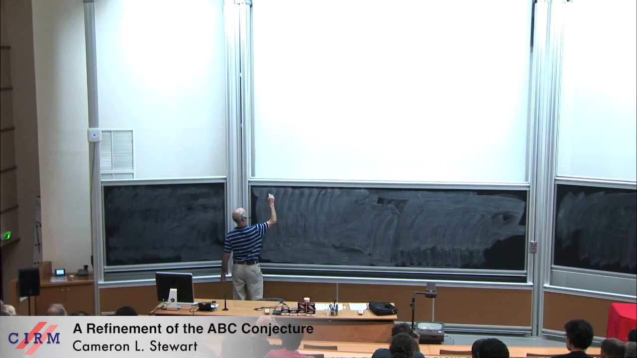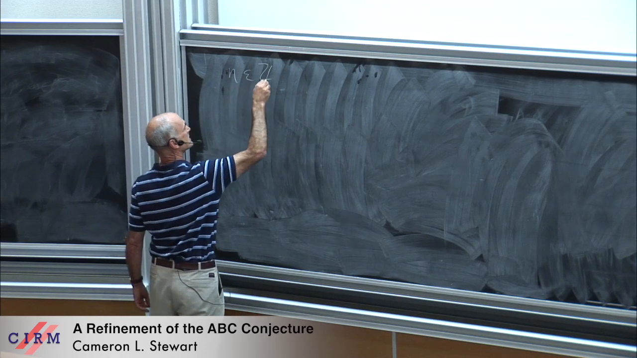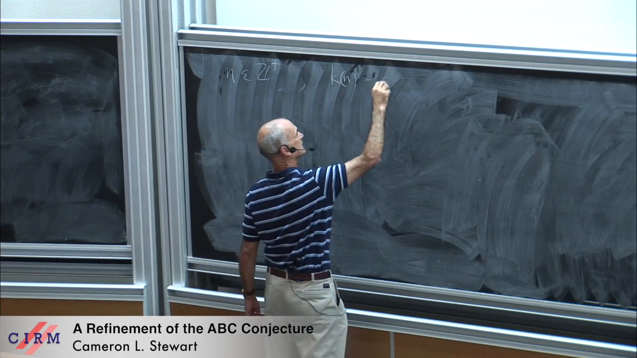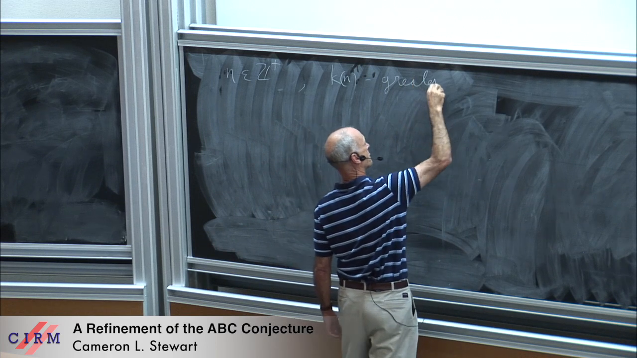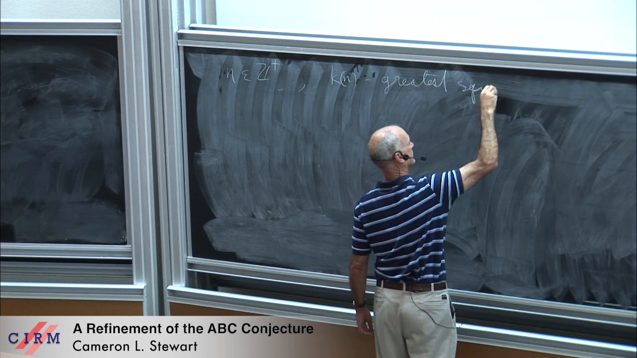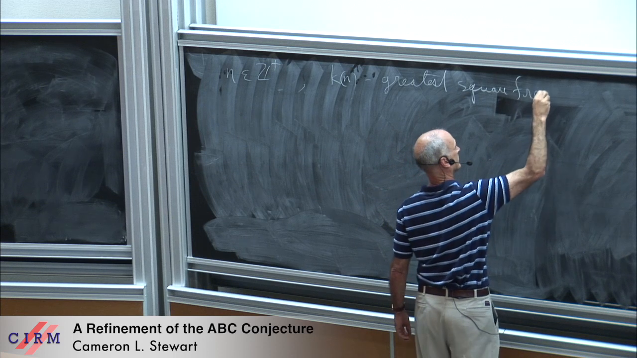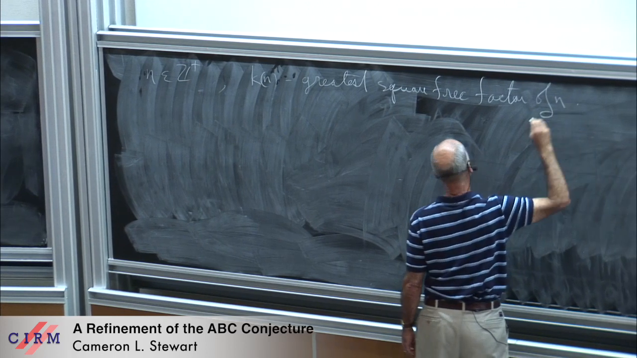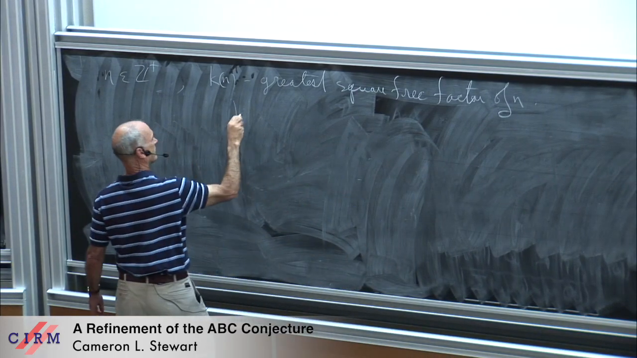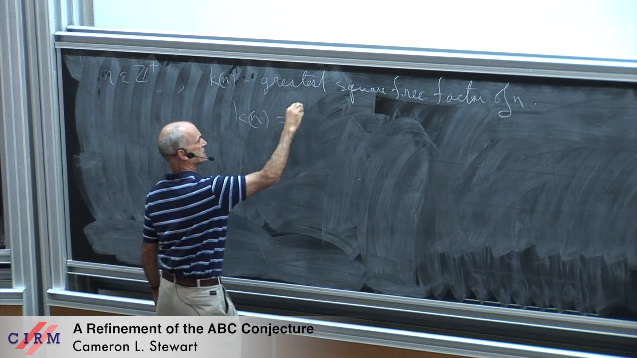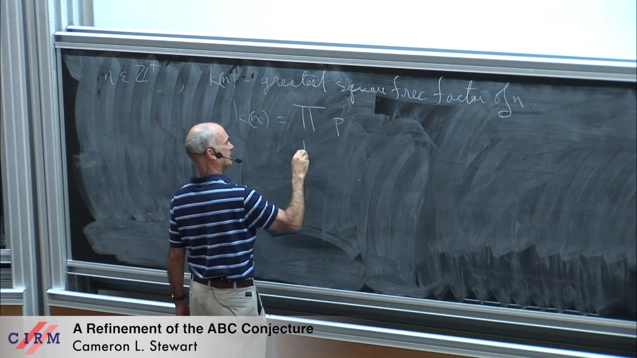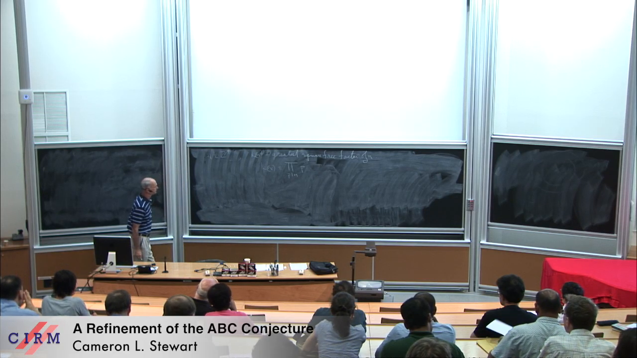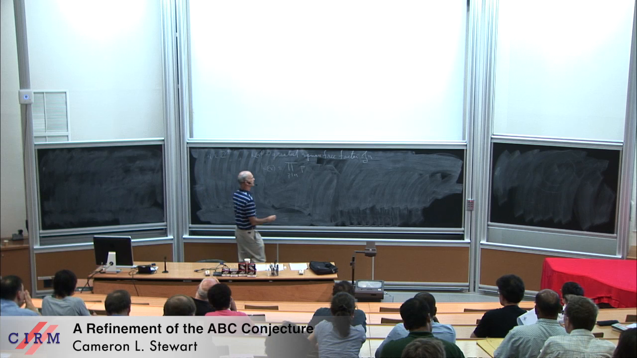A bit of notation. For any positive integer n, we'll let k of n denote the greatest square free factor of n. So in particular, k of n is just the product over the primes p which divide n. That's k of n.